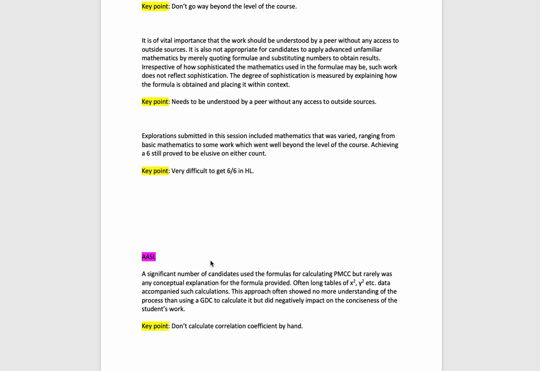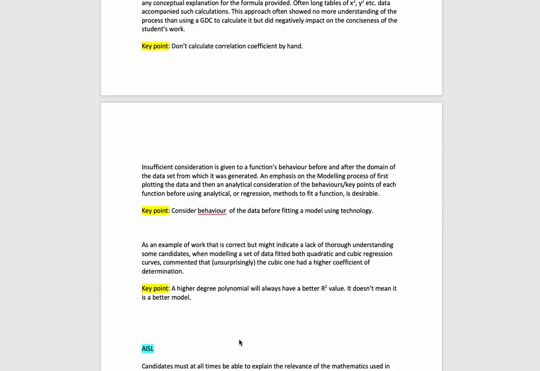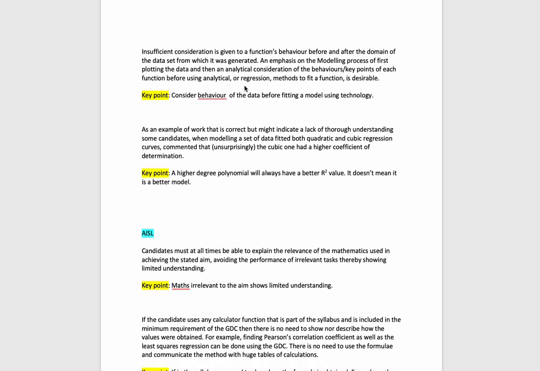I've mentioned that before, but it came up in criterion E as well. I've also mentioned this: consider the behavior of the data before fitting a model using technology. A higher degree polynomial will always have a better R-squared value. It doesn't mean it is a better model.